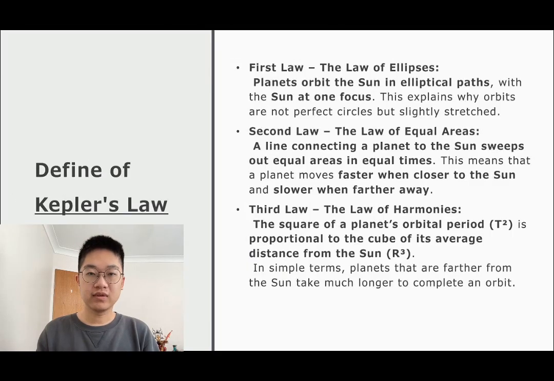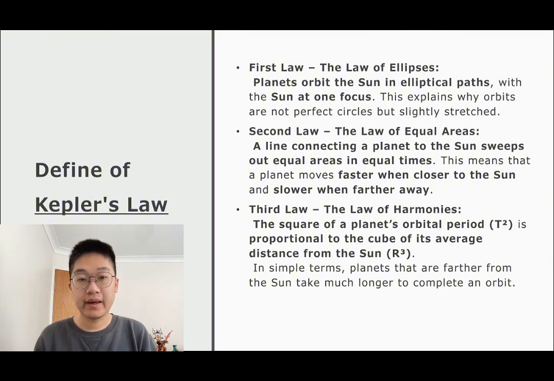This experiment is based on Kepler's laws of planetary motion, so before diving into the results, I will briefly define these laws. Kepler's laws have three parts. The first law is the law of ellipses. Planets orbit the Sun in an elliptical path, with the Sun at one focus. This explains why orbits are not perfect circles but slightly stretched.